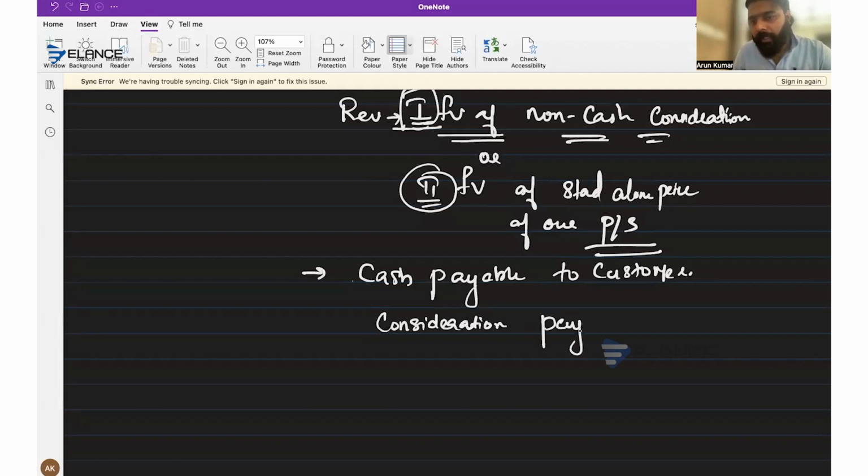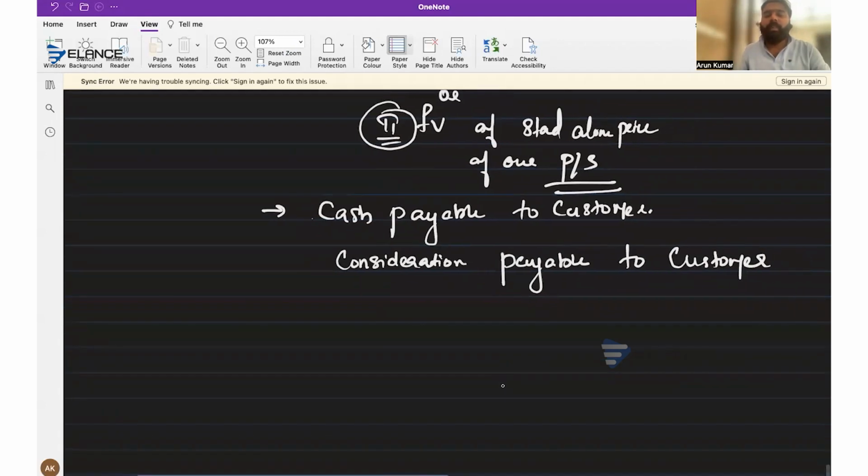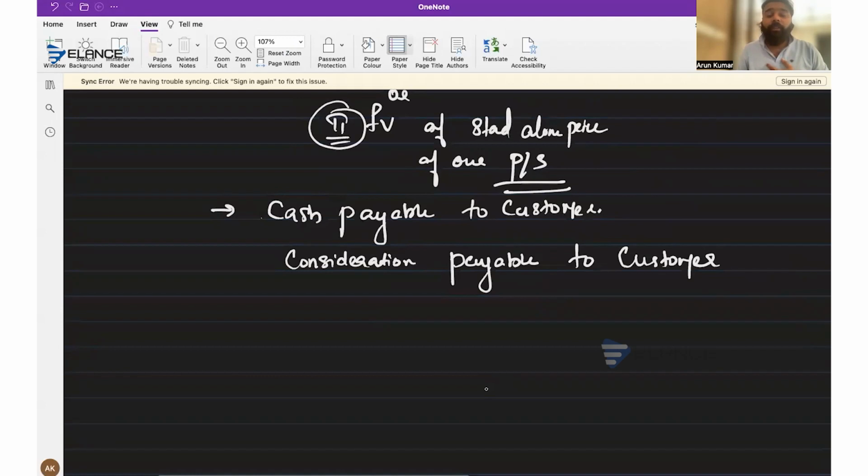So how will you identify it? How will you deal with it? The consideration payable to customer, how will you deal with it? Let's say if you have to pay certain consideration to the customers, we have to pay it back to the customer. So what does it mean by paying it back to the customer? Let it be a scenario in such a manner that you have to complete a particular contract by end of this year, let's say December 2023.